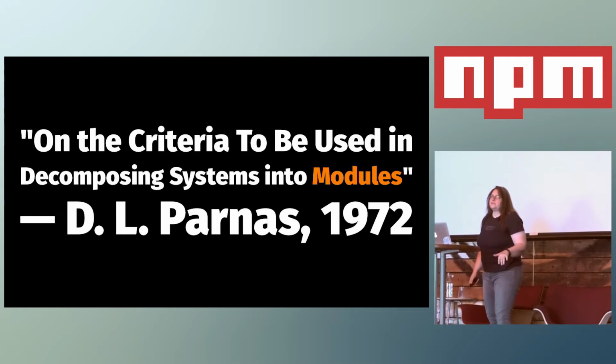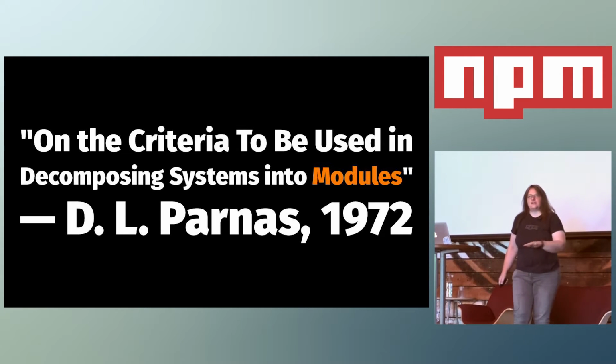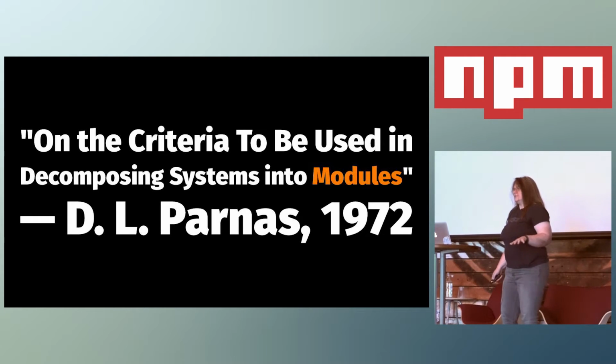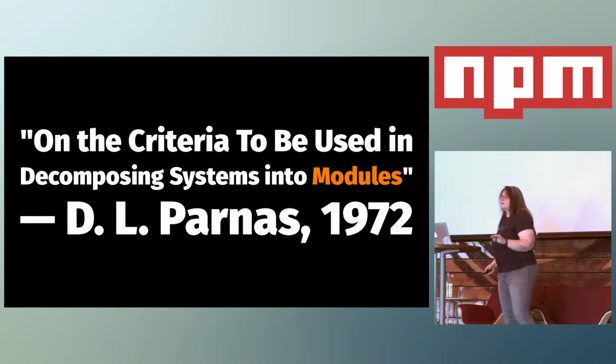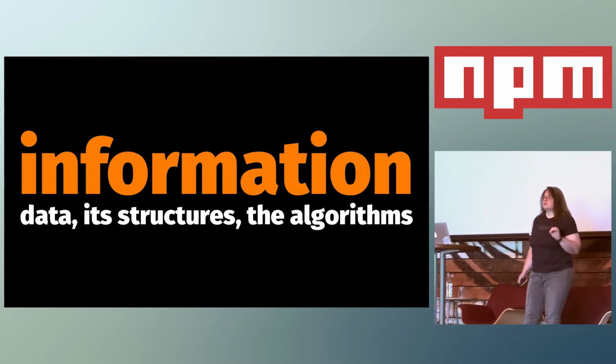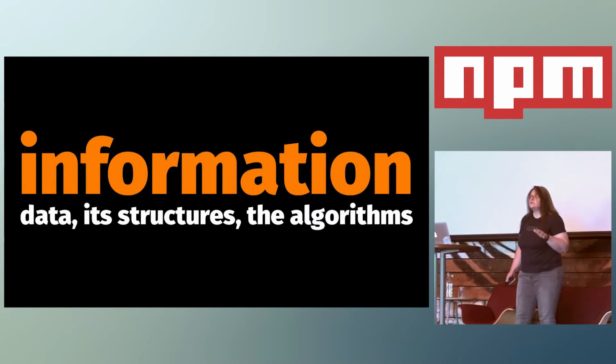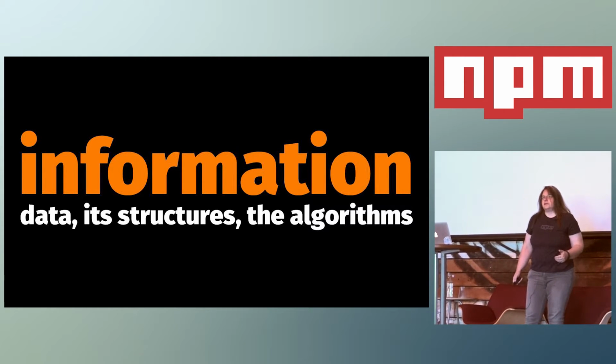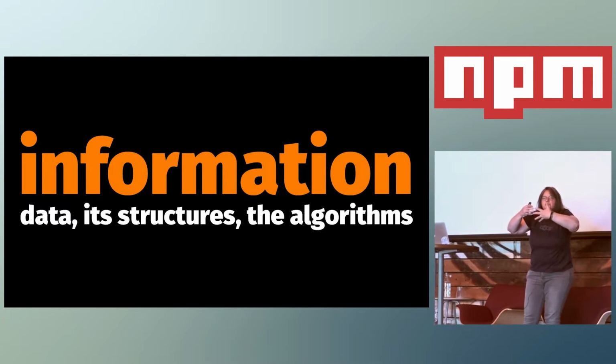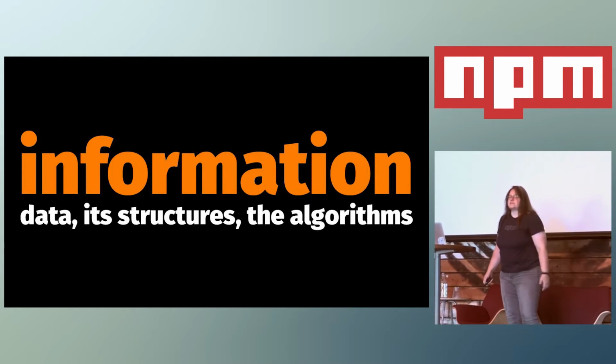The example that Parnas works through in this paper is very, very 1972. It's classic, the kind of programming problem that people had then, but the concept is key. And here's the concept. Information is data, how you structure that data, and the algorithms you choose to operate on that data, because data structures and algorithms are practically the same thing.